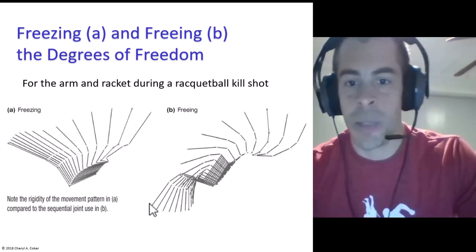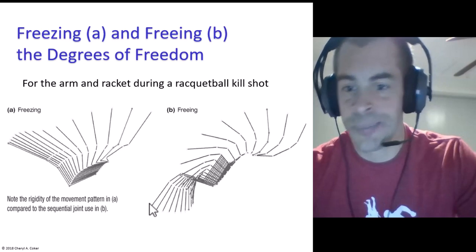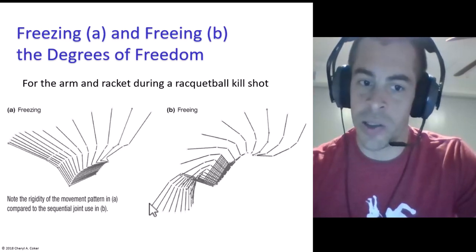This is just a picture of the degrees of freedom. You could go back to your text and take a look at this.